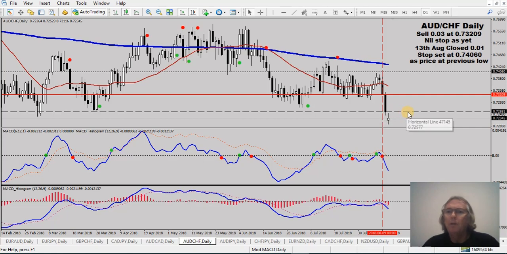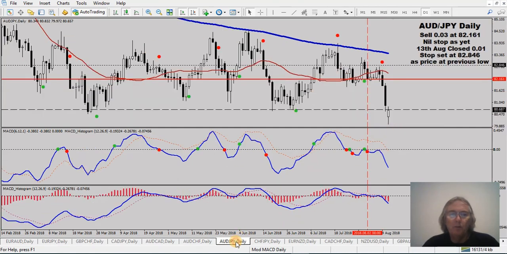That's Aussie Swiss. Aussie Yen, pretty similar. Closed one today, reached this low, and it's probably going to stall here and probably head up a bit. Closed one, set a stop above the entry there, so it's still not out of strife, but it's looking a lot better after that big bearish candle.